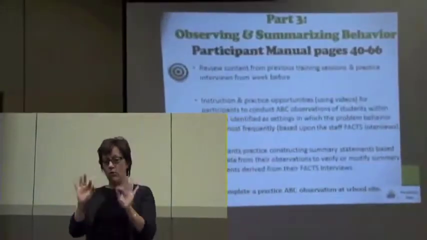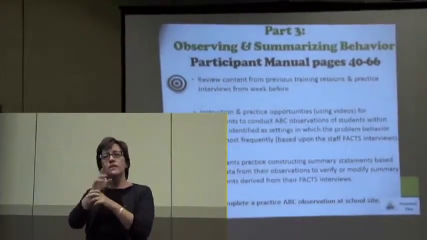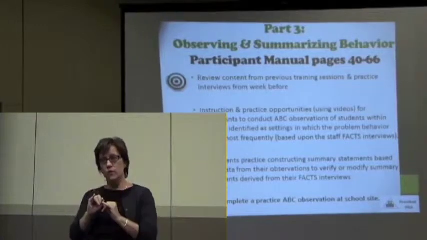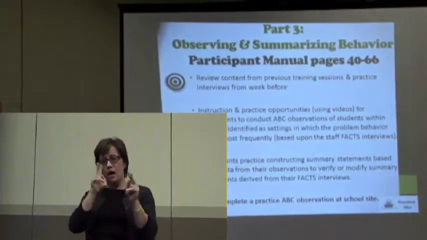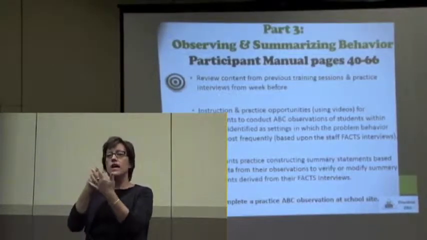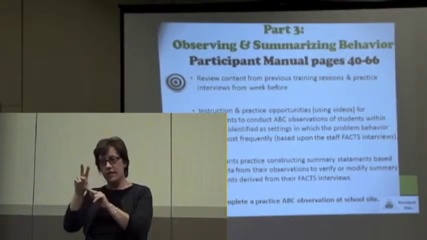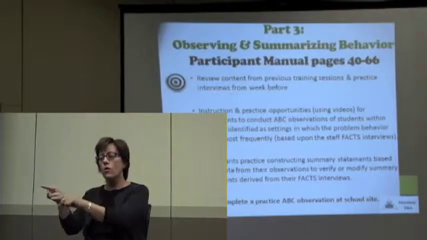Part 3 then, remember the DASH part. Now we've done the D and the A already. We've taught them how to ask. Now we're teaching them how to see, okay? How to observe using the ABC recording form. The idea is that they are using their FACTS interview, that summary statement they got from the FACTS interview, to inform their observation, and they put that in the gray part of their ABC observation form, and then go off to those routines that are identified. Again, that's a key point.